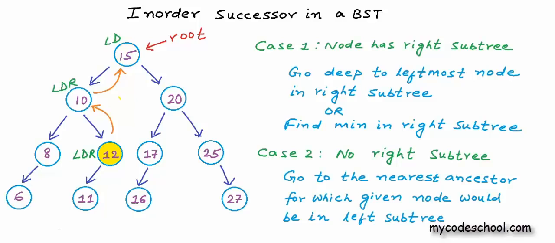If the node does not have a right subtree, we need to go to the nearest ancestor, for which given node would be in its left subtree. Here for 12 we first went to 10, but 12 is in right subtree of 10, so we went to the next ancestor 15, and 12 is in left of 15, so this is the nearest ancestor for which 12 is in left, and hence this is my in-order successor.